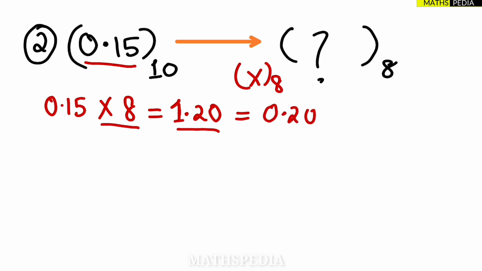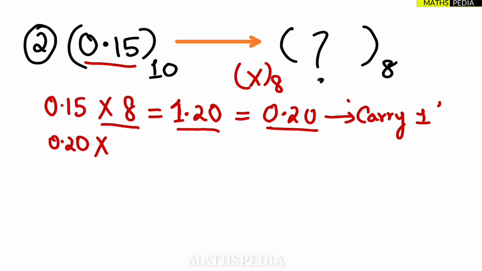So where is that 1 gone? 1 you can write it as carry 1. Very important step. Now we have to take this number 0.20 because I cannot take 1.20 and multiply with 8. As I said, the condition is nothing but 0 point has to be taken to multiply with 8. So it will be 0.20 into 8 will be 1.60. So this 1.60 you can write it as what? 0.60 and write carry 1.